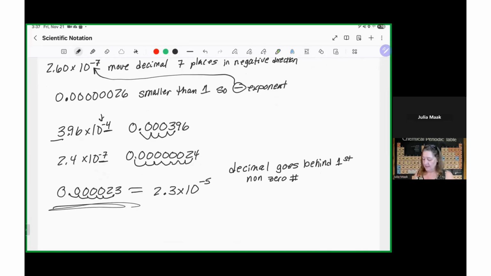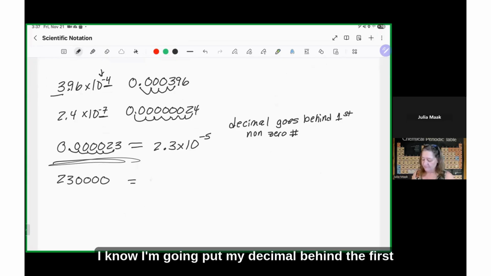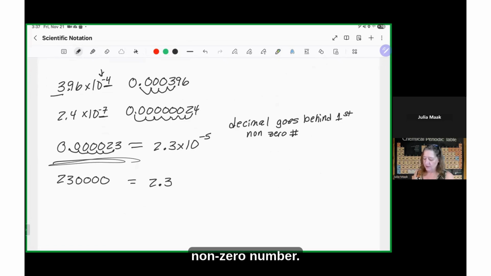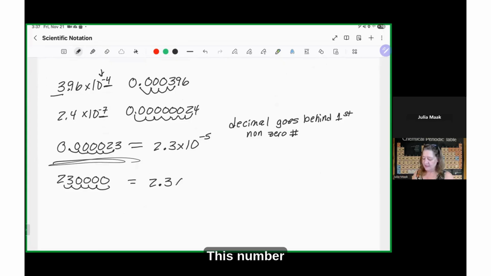Okay, if I had 230000, I know I'm going to put my decimal behind the first non-zero number, and I know I'm going to move it 1, 2, 3, 4, 5 places. This number is greater than 1, so it is a positive exponent, to the positive 5. Okay?